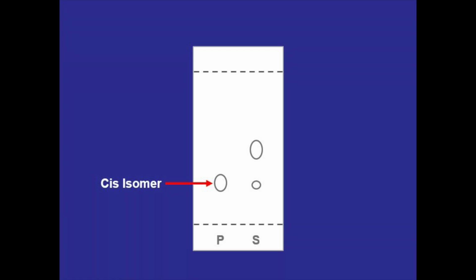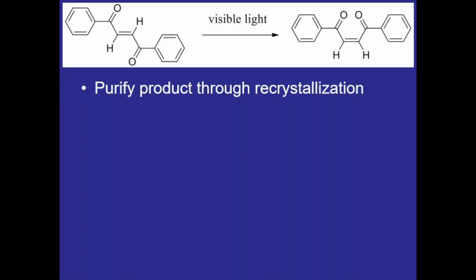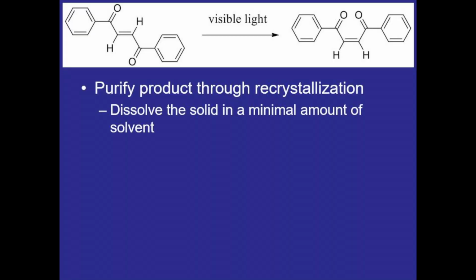But if it was impure, then this is how the TLC plate would look. We would still have mainly the cis isomer, but above is a second dot, which would be for the trans isomer contaminating the product. If this is how it turns out, then we'll want to purify the product before characterizing it. To do that, we'll use the recrystallization technique by dissolving the solid in a minimal amount of solvent, and to make sure that it is minimal, we'll be doing that in a hot water bath.